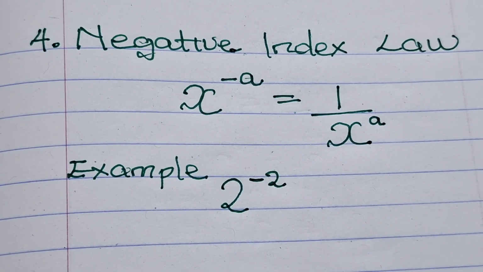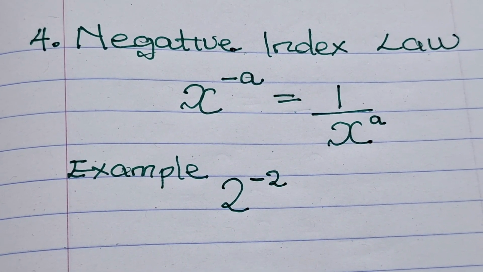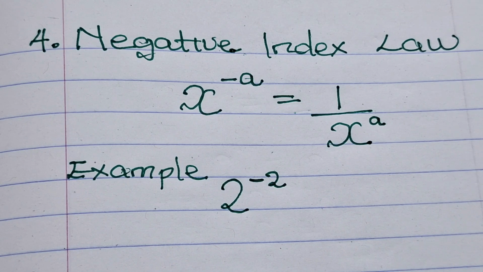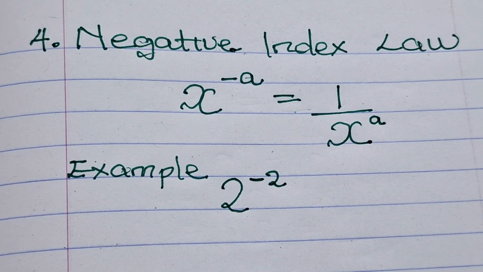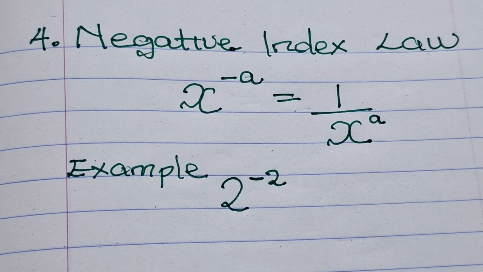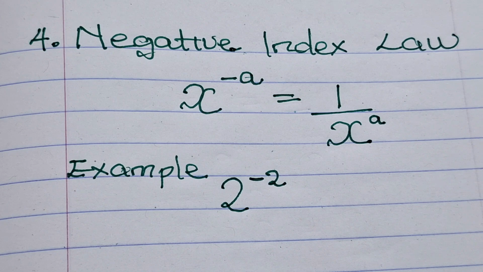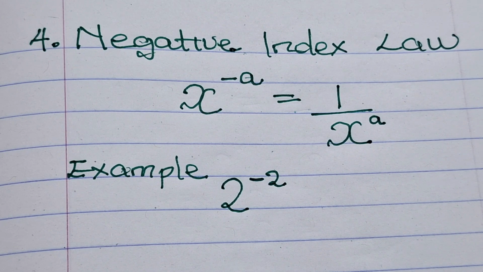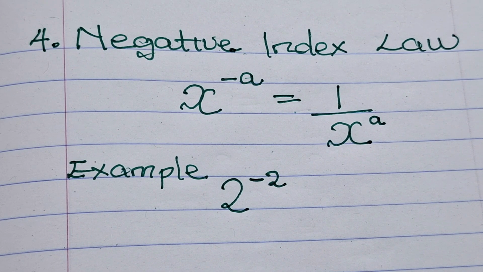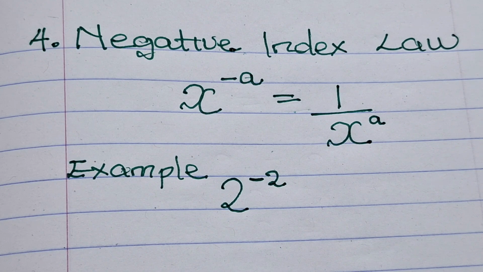Here's our fourth law of indices, and it is the negative index law. Anytime you have an exponential that is negative, the illustration here says x raised to the power of negative a. So you take the reciprocal of x, which is 1 over x, right? So you have x raised to the power of negative a is the same as 1 over x to the a. If you notice, the negative disappears. Immediately you have 1 over x, the negative disappears.